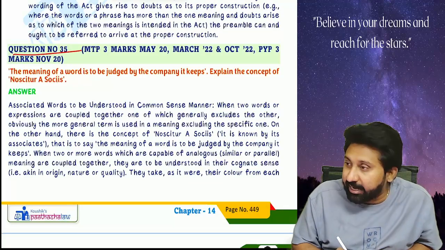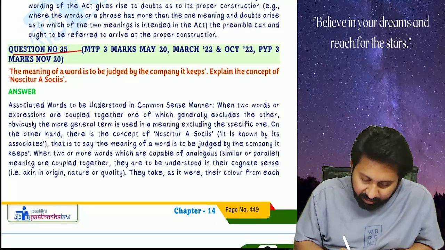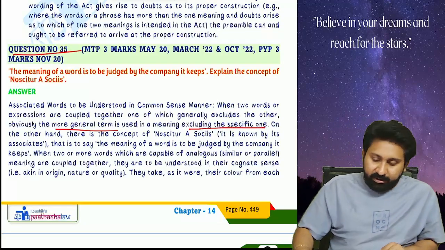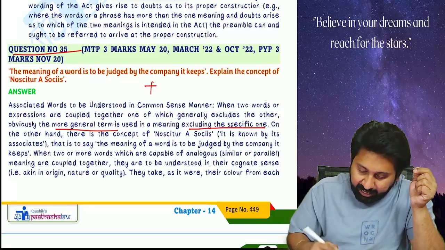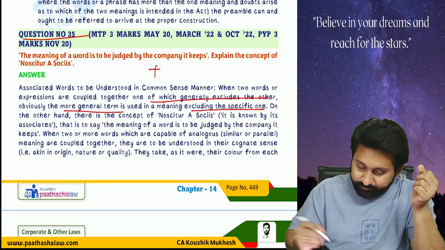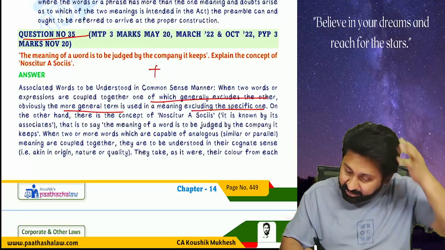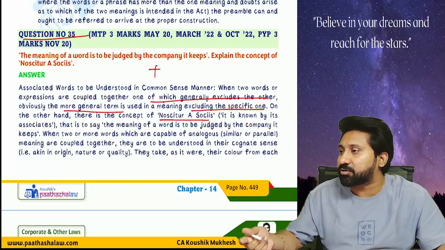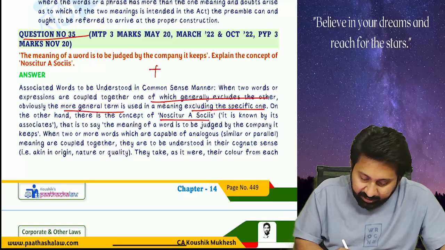When two or more words or expressions are coupled together, one of which generally excludes the other, obviously the more general term is used in the meaning excluding the specific one. When two words are coupled together, one of which generally excludes the other, obviously the more general term is used in a meaning excluding the specific one. On the other hand, there is a concept of Noscitur a sociis. Noscitur a sociis means it is known by its associates. That is to say, the meaning of a word is to be judged by the company it keeps.